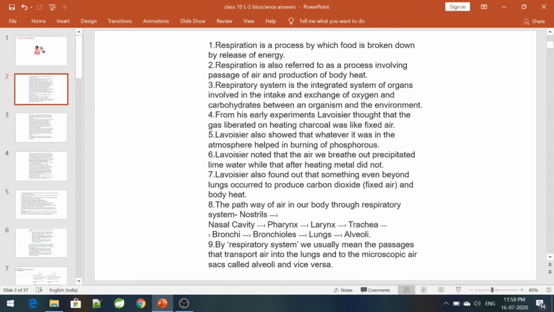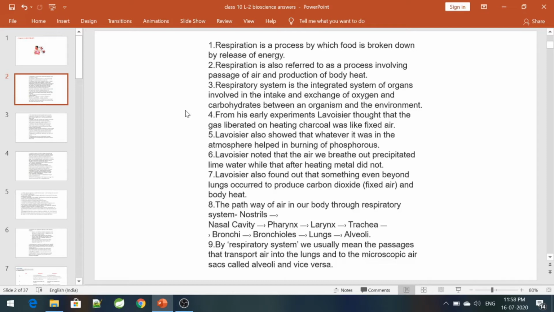From his experiment, Lavoisier thought that the gas liberated on heating charcoal was like fixed air. Lavoisier also showed that whatever was in the atmosphere helped in the burning of phosphorus. Lavoisier noted that the air we breathe out precipitates lime water, while the air after heating metal did not. What he observed is that when we breathe out, the lime water turns white, whereas the heating of metal did not do this. Lavoisier also found that something even beyond the lungs occurs to produce carbon dioxide, that is fixed air, and body heat.